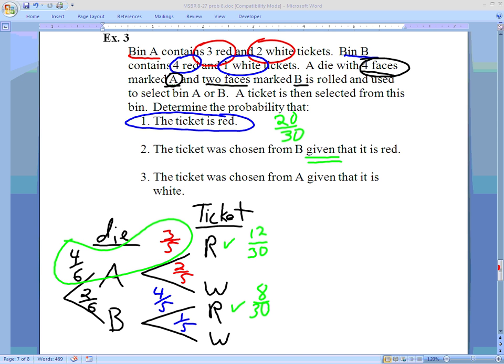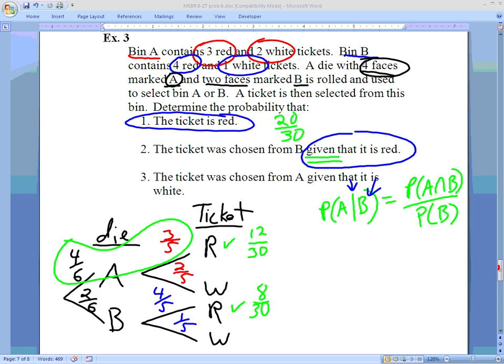Even if you don't totally understand the problem, we're going to use this formula that I just showed, which is the probability of A given B is equal to the probability of A and B divided by the probability of B. That's our given symbol. So whatever comes after that, that's what was given. So the formula says we were given B. Well, in our actual question, it says given that it's red.